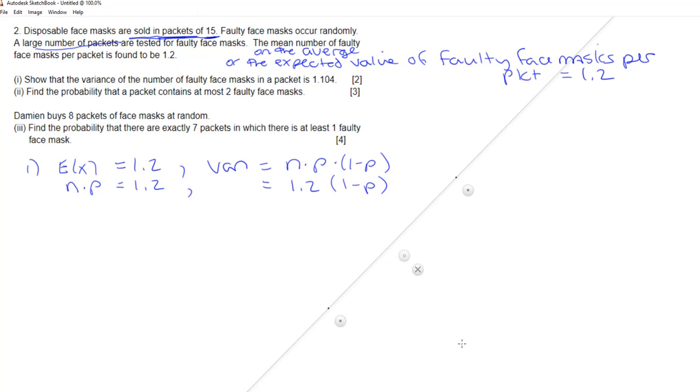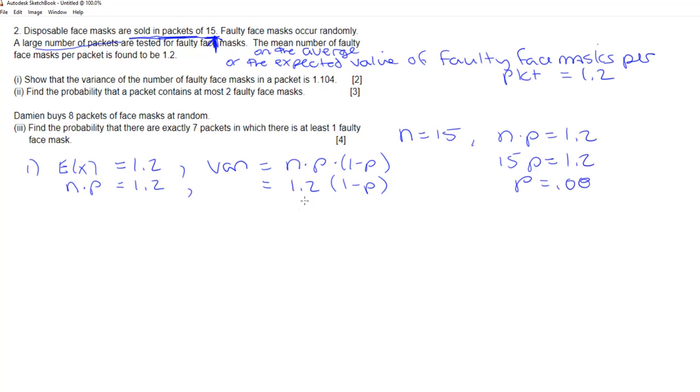Well, then all I've got to do is take a look at my n, and I use the n times p formula equaling 1.2 and get the p by itself, and I find out that p is equal to 0.08. So that means that 1 minus p must be 0.92. And when I multiply 1.2 times 0.92, I do get 1.104.